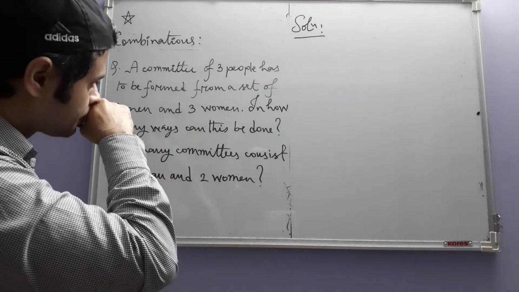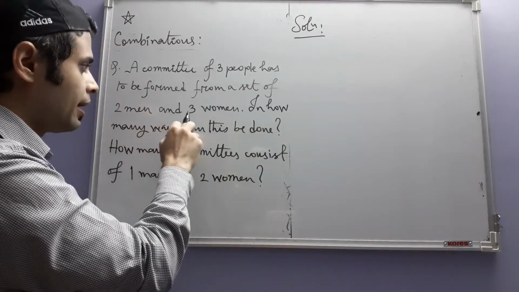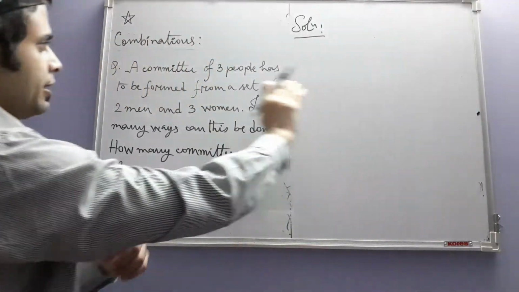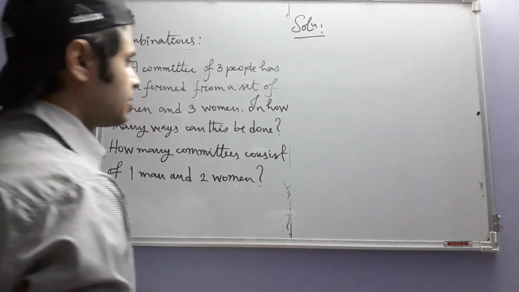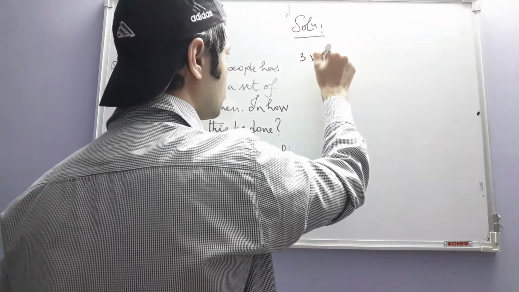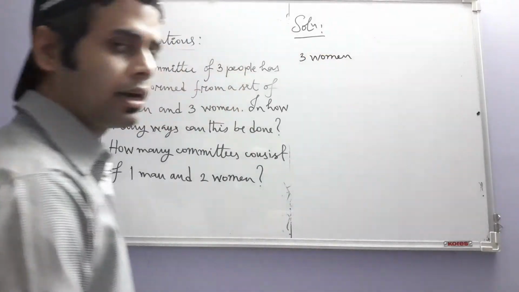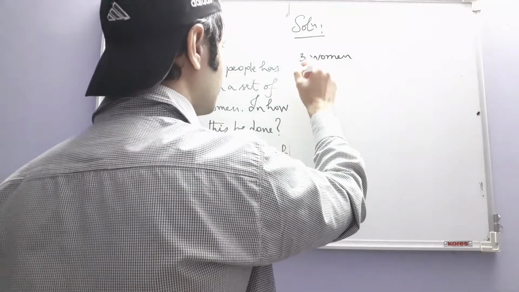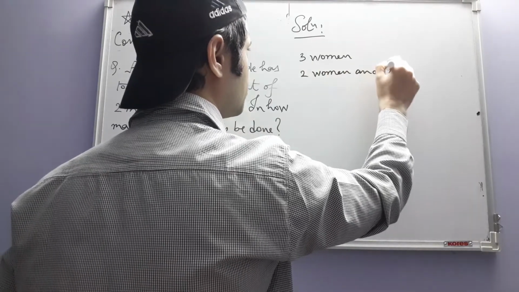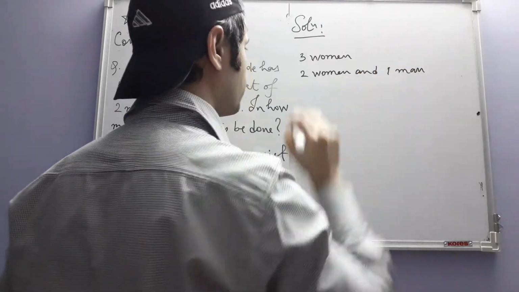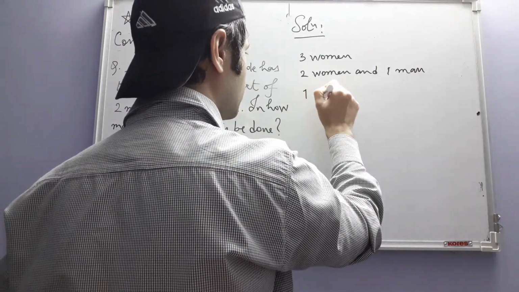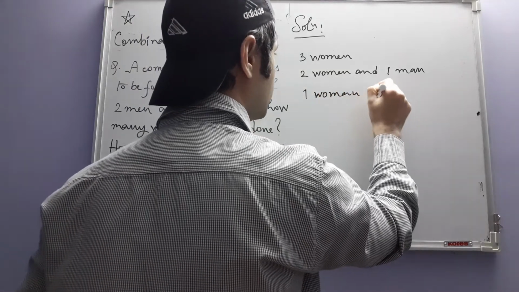You see, there are how many men available? 2 men and 3 women. So now, the committee that has 3 people can either have 3 women, or it can have 2 women and 1 man, or it can have 1 woman and 2 men.